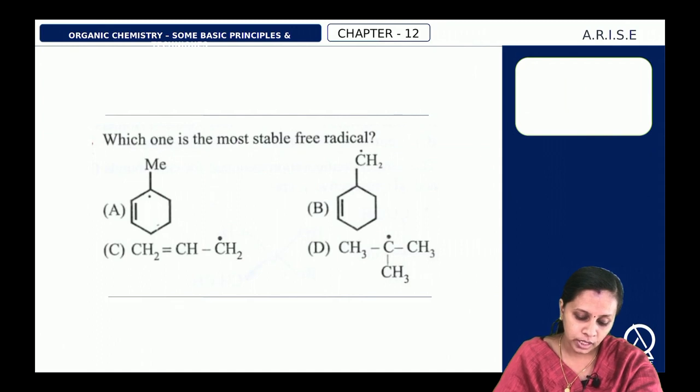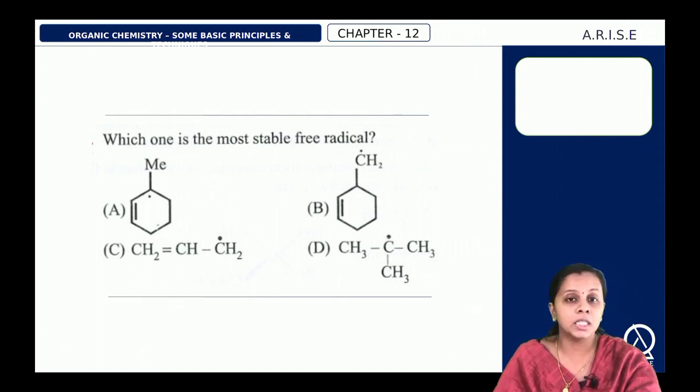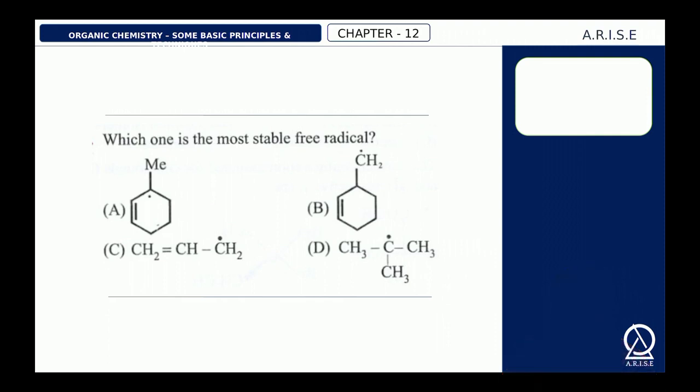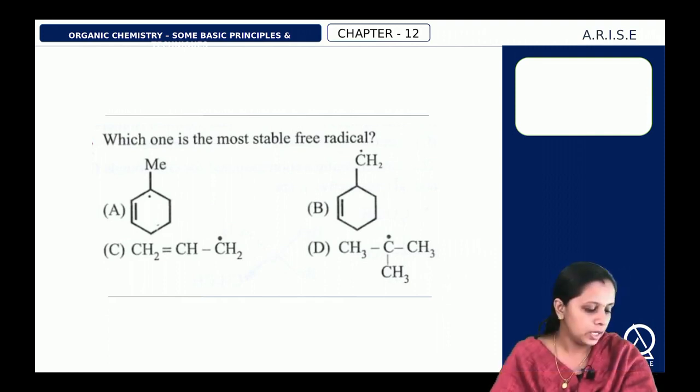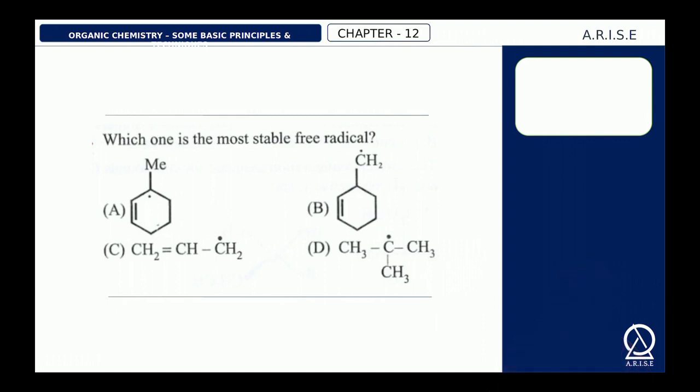Which one is the most stable free radical? Again, a question related to the stabilization of free radicals. That is the question we are going to discuss next. So let us consider this. Me is indicating the methyl group. Okay, it is indicating CH3. So this is a tertiary free radical. Okay, tertiary free radical.